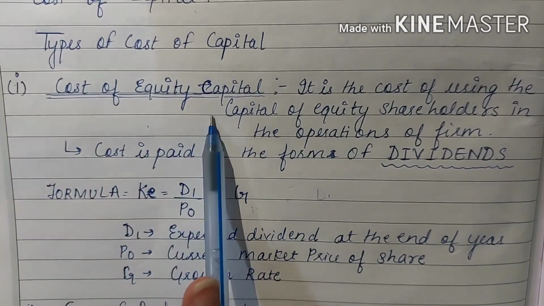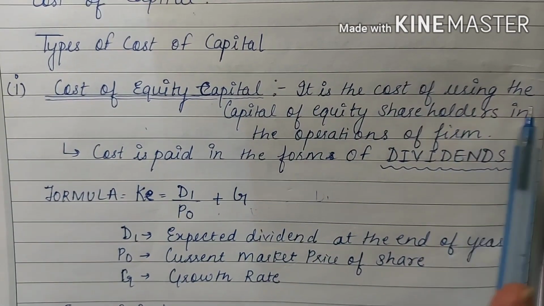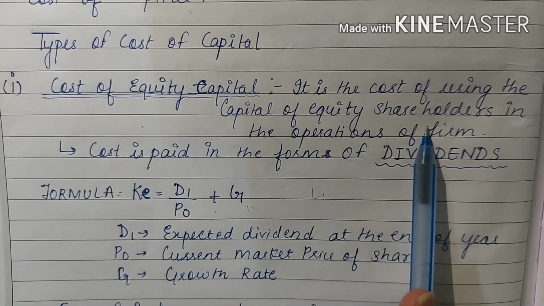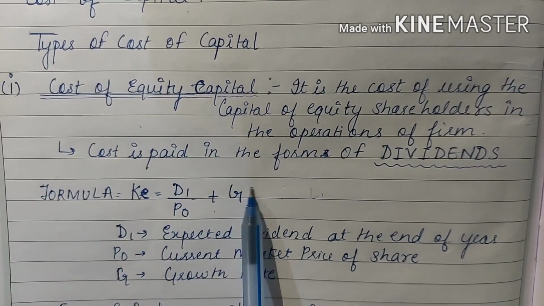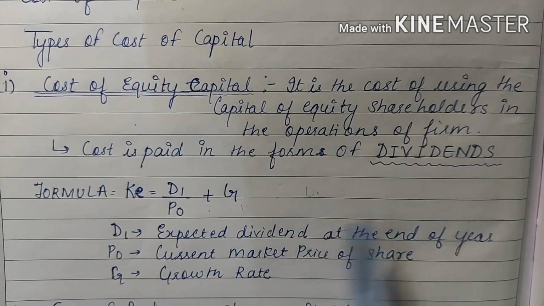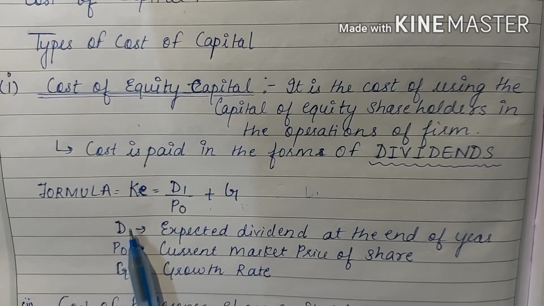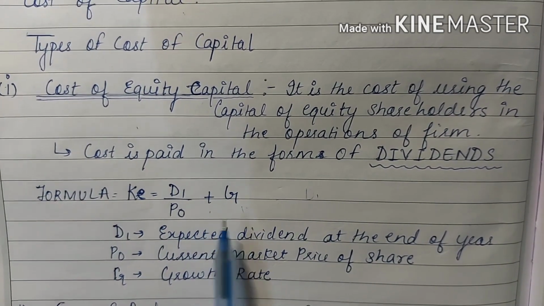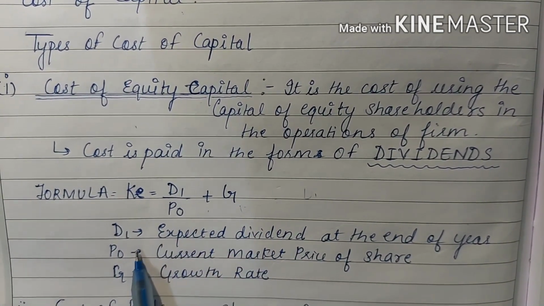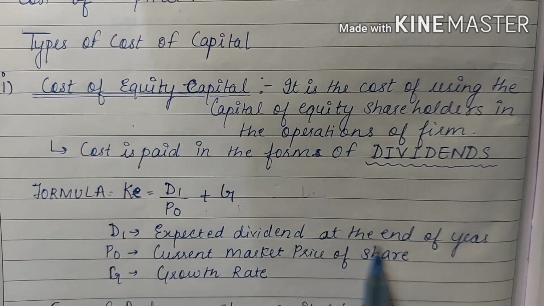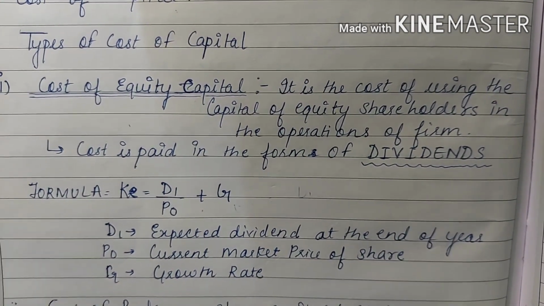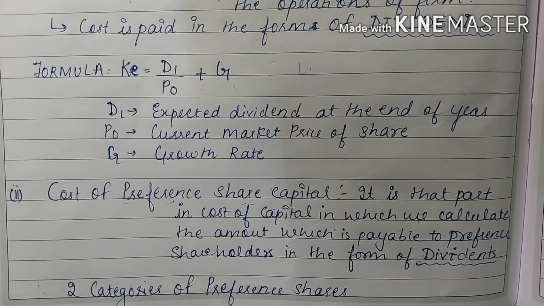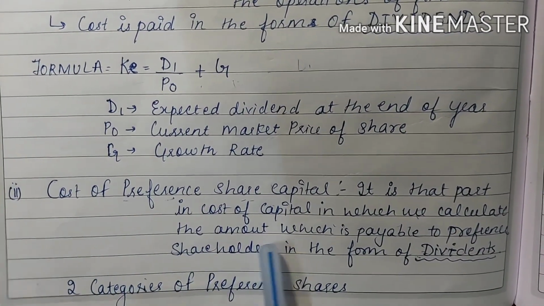First, cost of equity capital. It is the cost of using the capital of equity shareholders in the operations of the firm. The cost is paid in the form of dividends. The formula for computing the cost of equity capital is D1 upon P0 plus G. D1 is the expected dividend at the end of year, P0 is the current market price of share, and G is the growth rate.